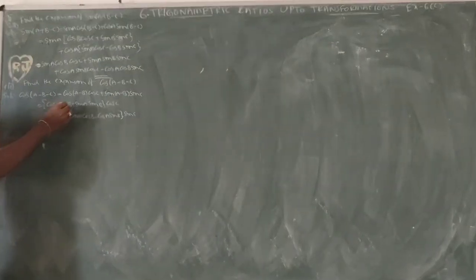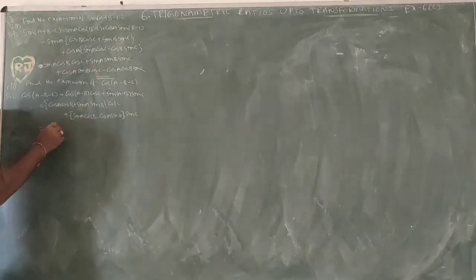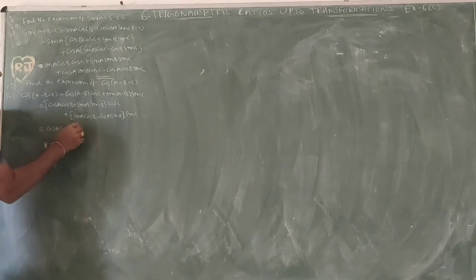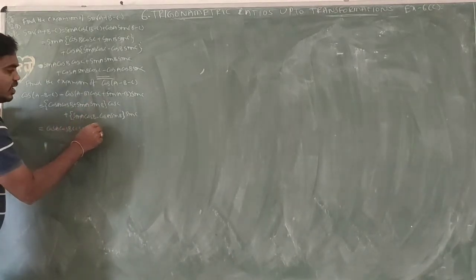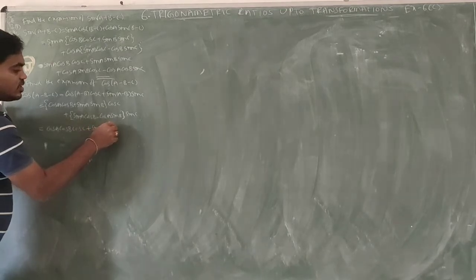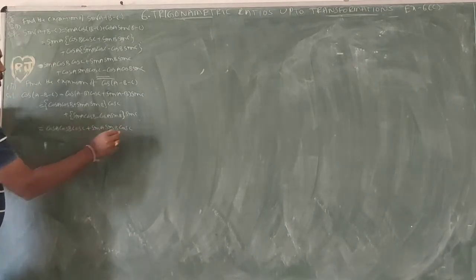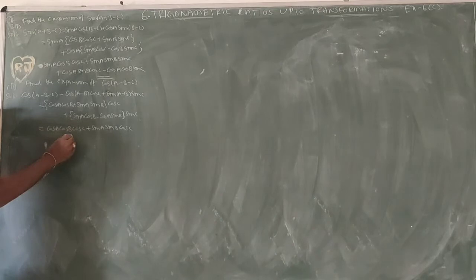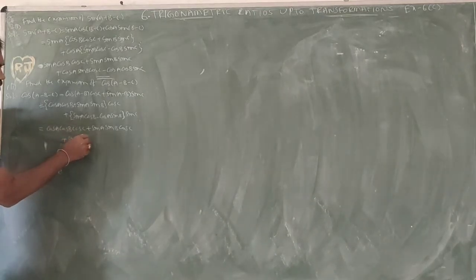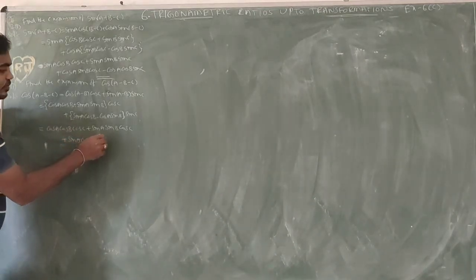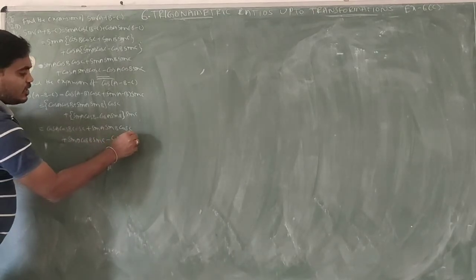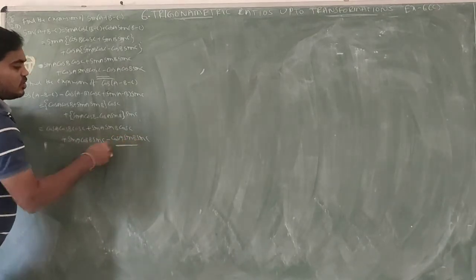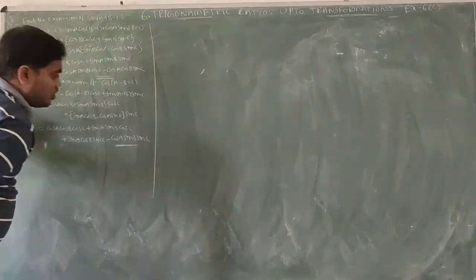Now simply multiply cos A cos B into cos C: cos A cos B cos C plus sin A sin B cos C. Next plus sin A cos B sin C minus cos A sin B sin C. So this is the required solution.